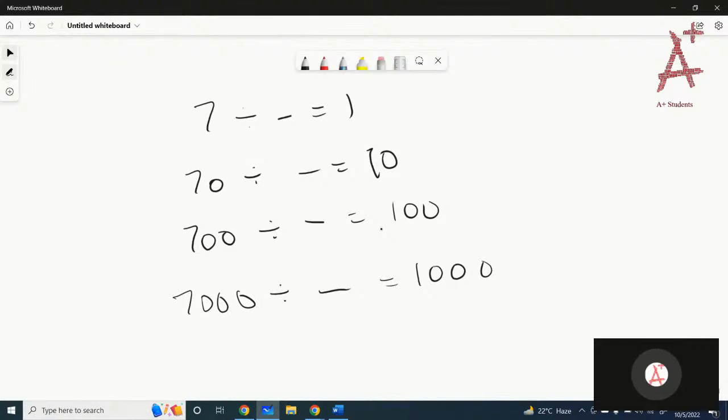So 7 divided by what number equals 1? 7 divided by 7 equals 1. Got it? Okay, 70 divided by what number equals 10? Here you have 1 0, the answer I have marked 0. That means the same number, the 7 is dividing. Got it? Same is the case for 700 and same is for 7,000. Got it? Okay, on the top right corner you have a test button. Let's just do some of the practice questions.